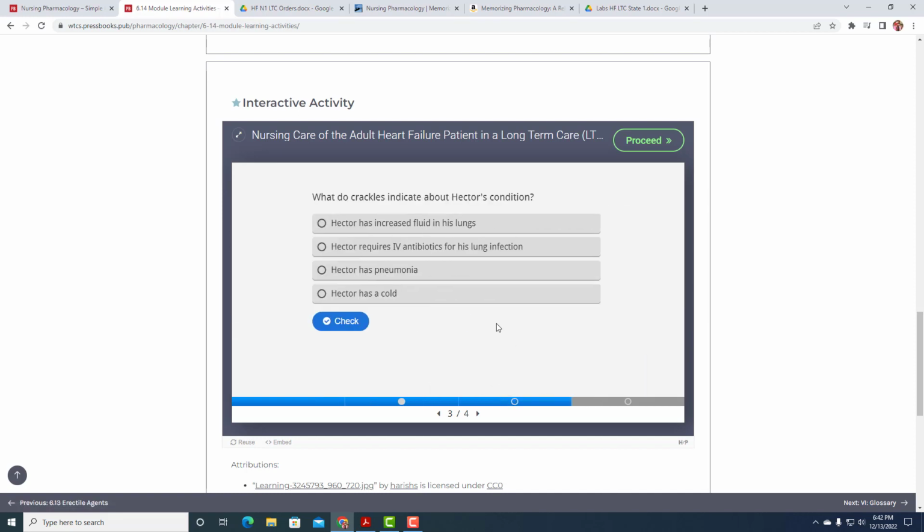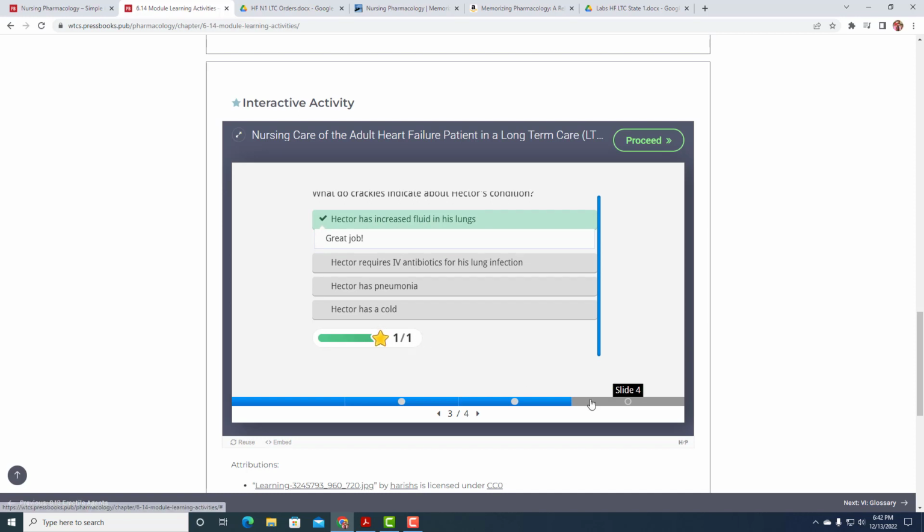What do crackles indicate about Hector's condition? Does Hector have increased fluid in his lungs? Does he require IV antibiotics for his lung infection? Does he have pneumonia? And does he have a cold? Those crackles are really just the difficulty of getting that air in with the fluid in the lungs.